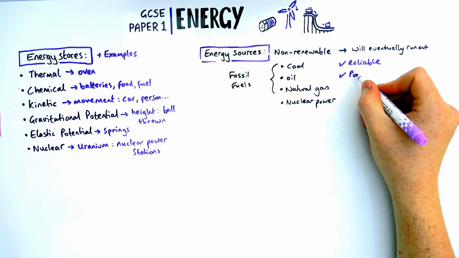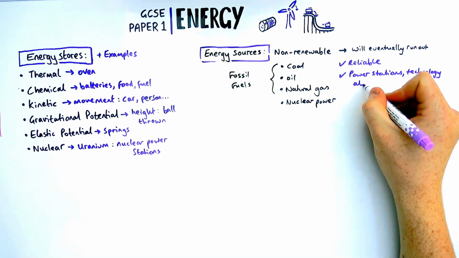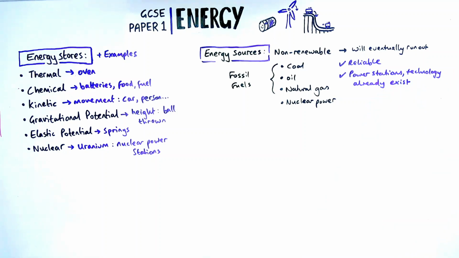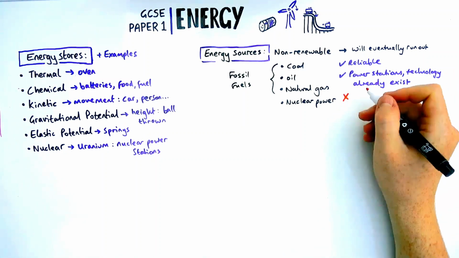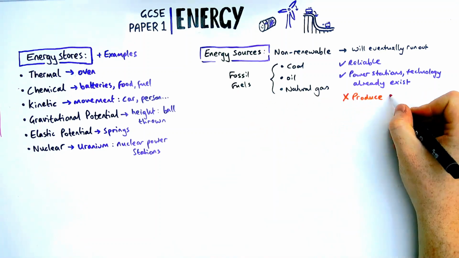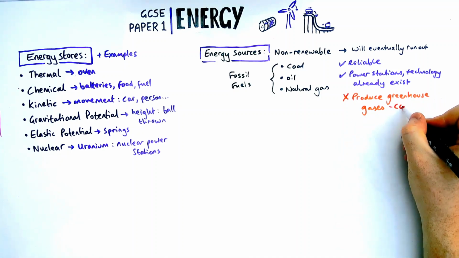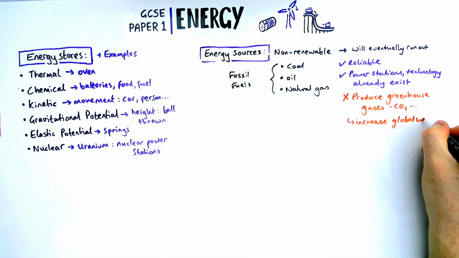So the main benefits of fossil fuels, they are very reliable. They will produce a continual output of electricity from the power stations, and also the technology for the power stations already exists. It's already in use all across the world. That is a plus point. The downside is that they produce greenhouse gases, mainly CO2, carbon dioxide, which will increase global warming.